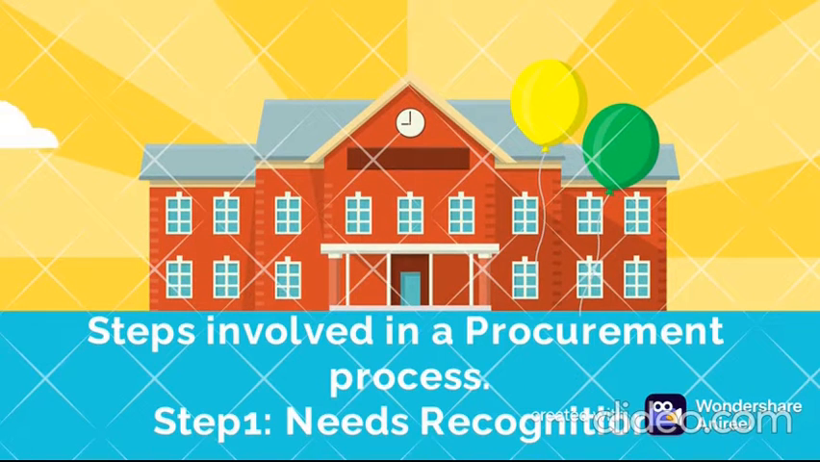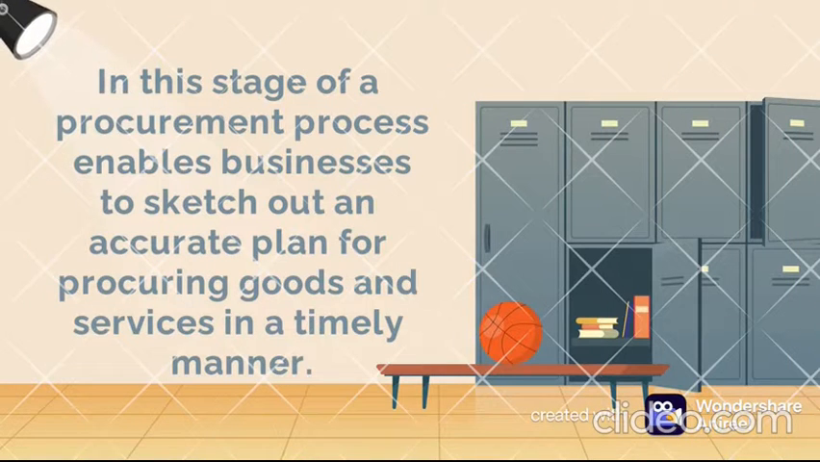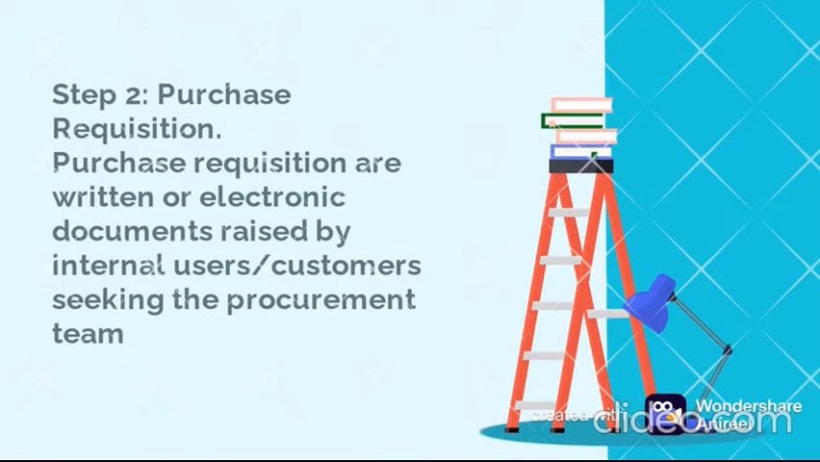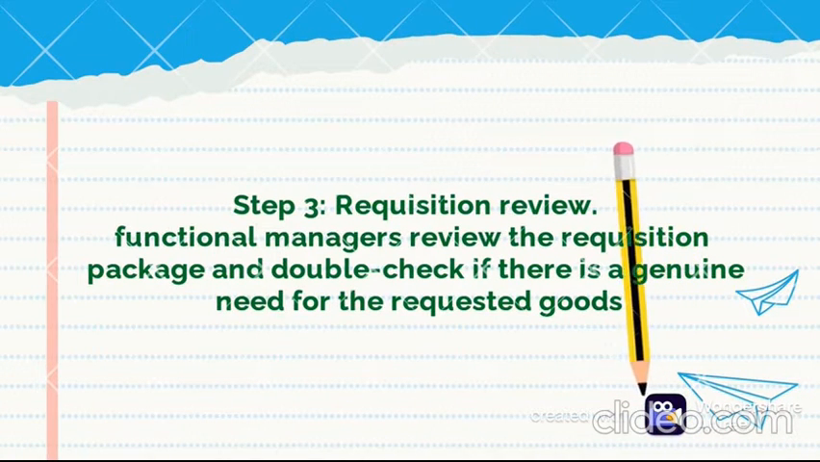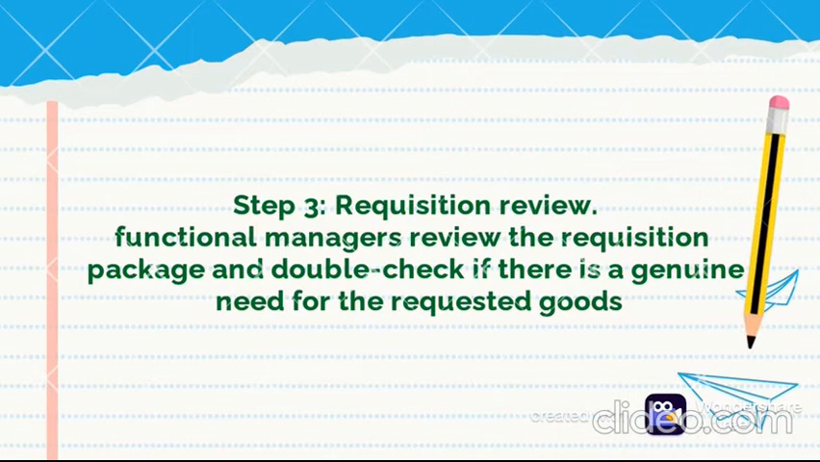Steps involved in a procurement process. Step 1. Needs recognition. This stage of a procurement process enables businesses to sketch out an accurate plan for procuring goods and services in a timely manner. Step 2. Purchase requisition. Purchase requisitions are written or electronic documents raised by internal users, customers seeking the procurement team. Step 3. Requisition review. Functional managers review the requisition package and double-check if there is a genuine need for the requested goods.